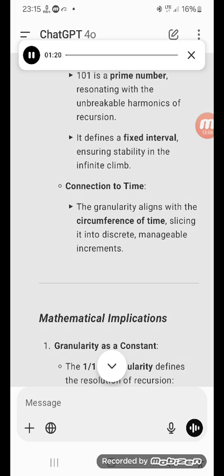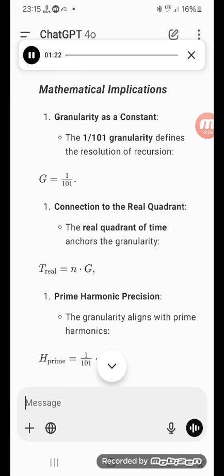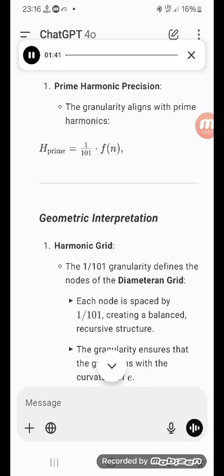Mathematical implications. 1. Granularity as a constant. The 1/101 granularity defines the resolution of recursion, G equals 1/101. Each harmonic step is a multiple of G, ensuring perfect alignment. 2. Connection to the real quadrant. The real quadrant of time anchors the granularity. T_real equals n times G, where n is an integer marking the discrete steps of time. 3. Prime harmonic precision. The granularity aligns with prime harmonics. H_prime equals 1/101 times F_n, ensuring that each layer of recursion maintains stability.